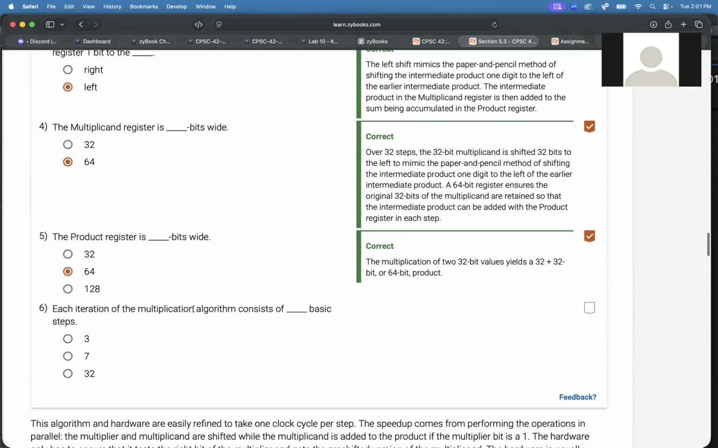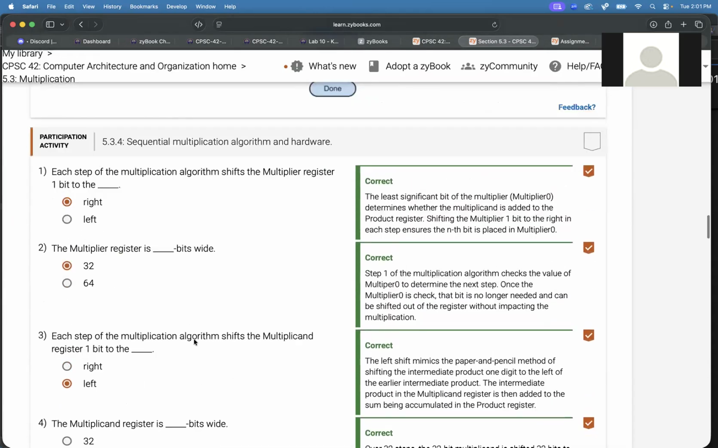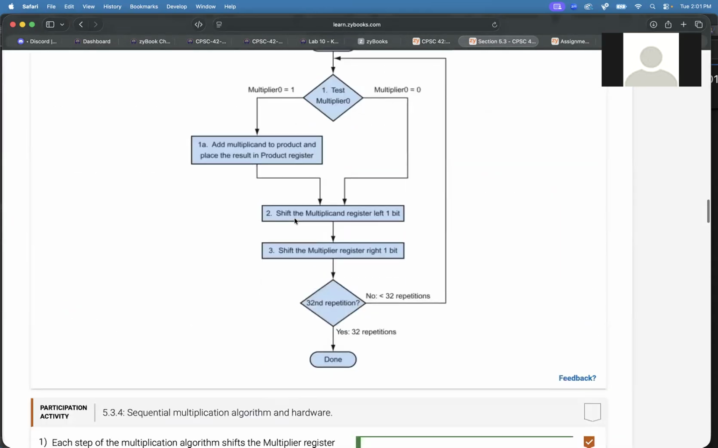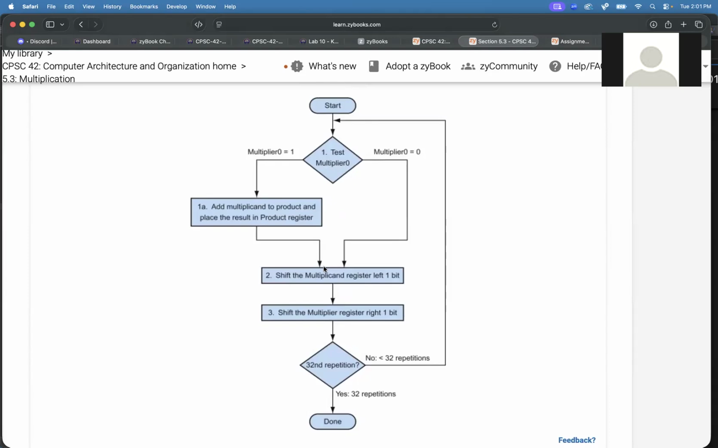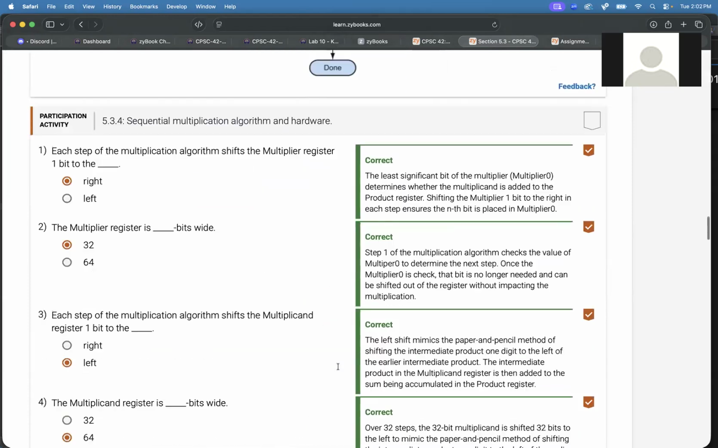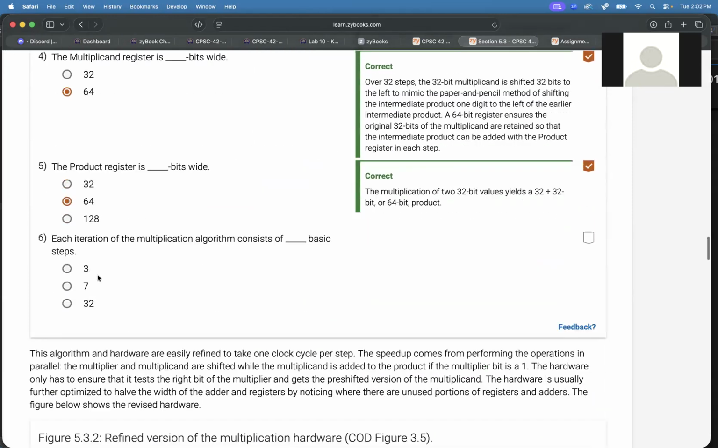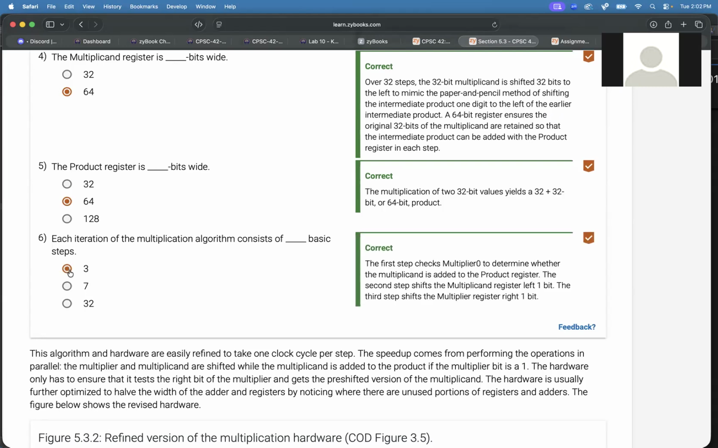Each iteration of the multiplication algorithm consists of blank basic steps. How are they counting? I guess one, two, three. They got these numbered. Is it three because that's what they numbered, or is it one, two, three, four, five? I don't know. Three maybe, because that's what they numbered.